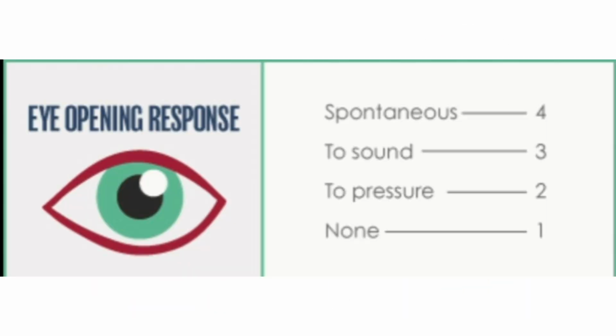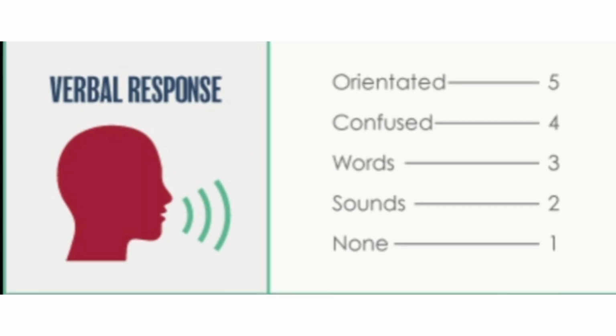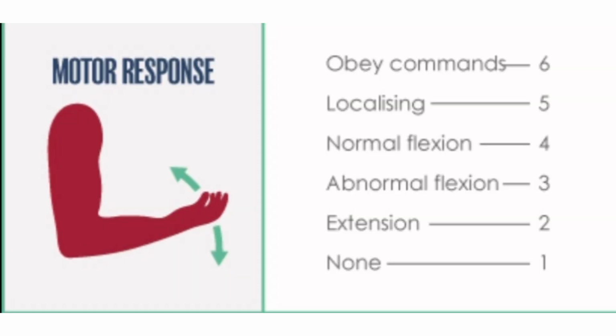In eye response, we have a score of 4: spontaneous, to sound, to pain and none. In verbal, we have 5 scores: oriented, confused, inappropriate words, inappropriate sounds and none. In motor, we have 6 scores: obeys commands, localizing, normal flexion, abnormal flexion, extension and none.